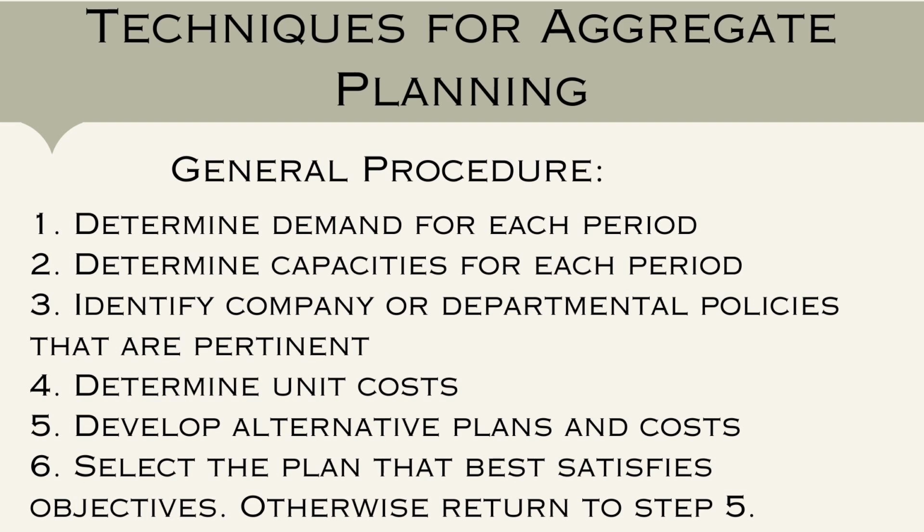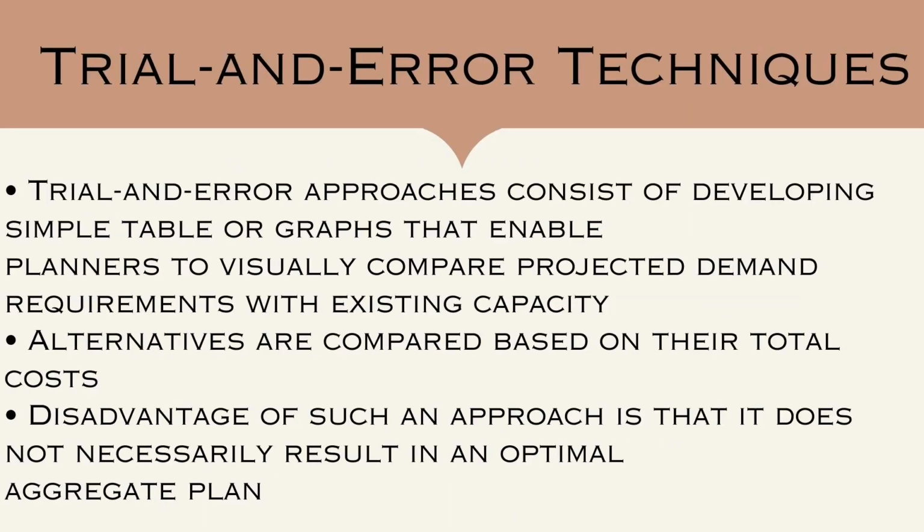Last is to select the plan that best satisfies objectives, otherwise return to step 5. The chosen plan should effectively balance customer demand, resource utilization, and cost considerations. If none of the plans satisfy the objectives, return to step 5 to explore additional alternatives or modifications to the existing plans. This is the trial and error technique.